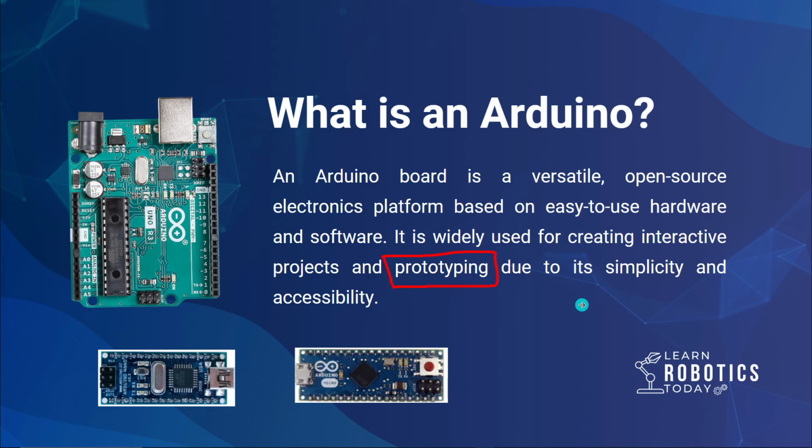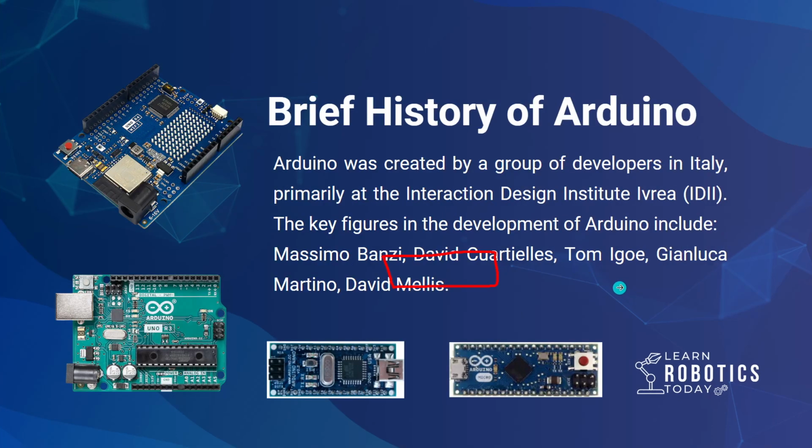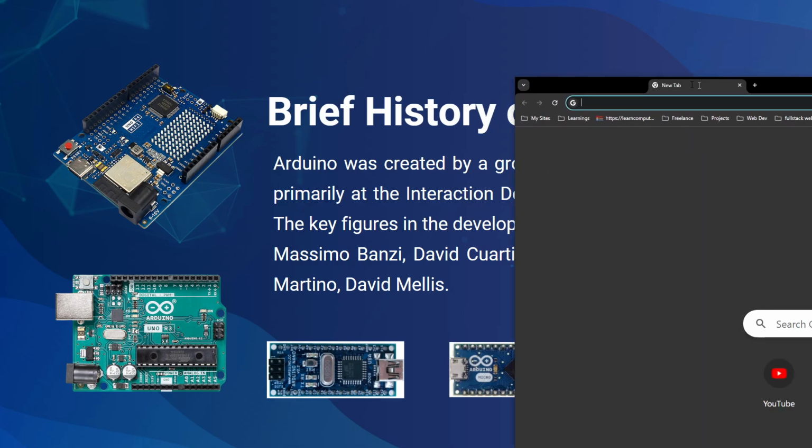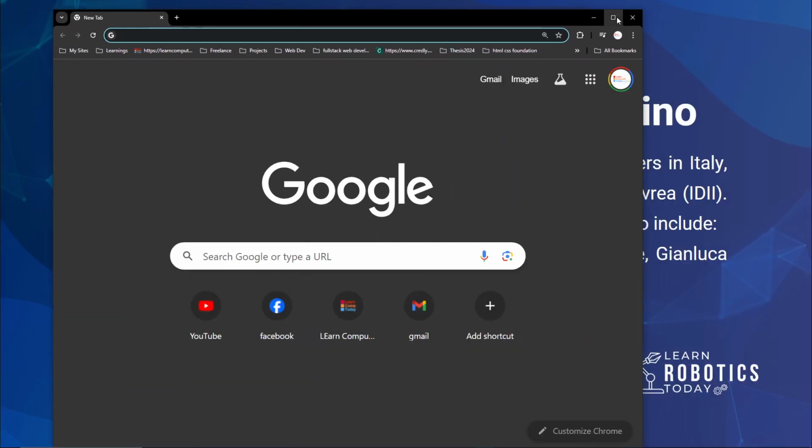All right, so I think we need to see the history of Arduino. Arduino was created by a group of developers in Italy, primarily at the Interaction Design Institute Ivrea. The key figures in the development of the Arduino include Massimo Banzi, David Cuartielles, Tom Igoe, Gianluca Martino, and David Mellis. So let's go ahead and see the brief history of Arduino.